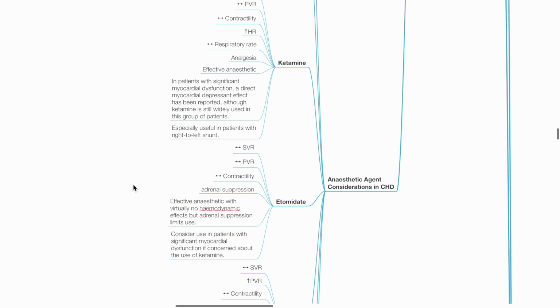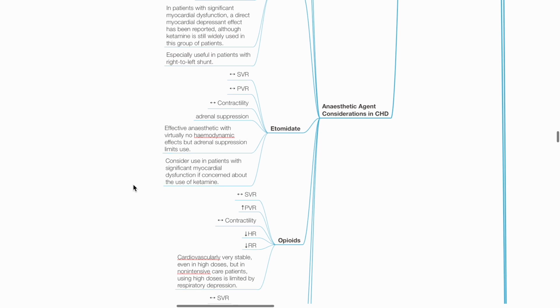Etomidate preserves SVR, PVR, and contractility. However, it leads to adrenal suppression, which limits its use. Consider etomidate in patients with significant myocardial dysfunction if concerned about the use of ketamine.